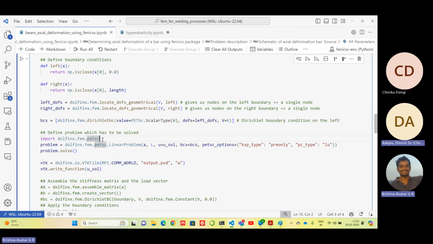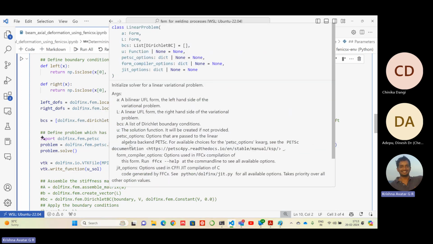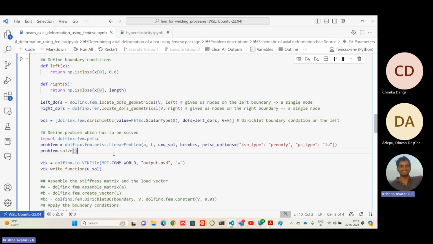So we will be using the PETSc library, and now we create the function, the create the problem. So the problem is defined as dolphinx.fem.petsc.LinearProblem, since this happens to be a linear problem. Initialize the solver for a linear variational problem, and then prescribe a, L, and where we would like to keep the solution.